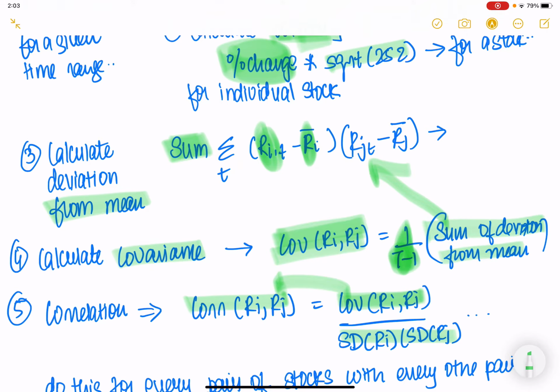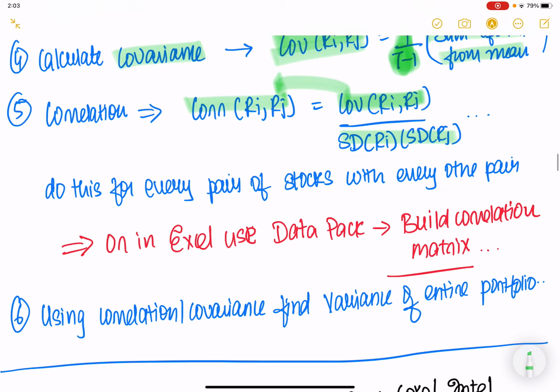So use Excel. The key thing to remember is that you have to turn on the Data Analysis pack in the Data section. You can even do this not just for two stocks, but for, let's say, 50 stocks, and build a correlation matrix using the Excel data pack. If you did it manually, it would be too tiresome. Once you do that, you can get individual correlations.